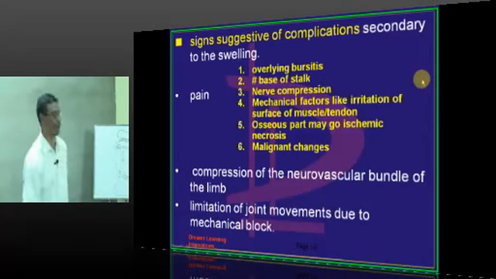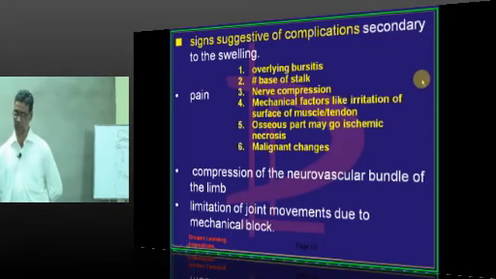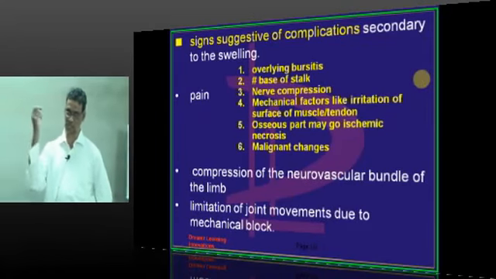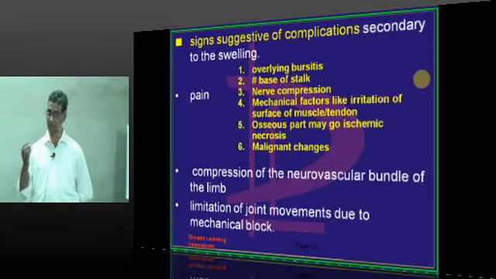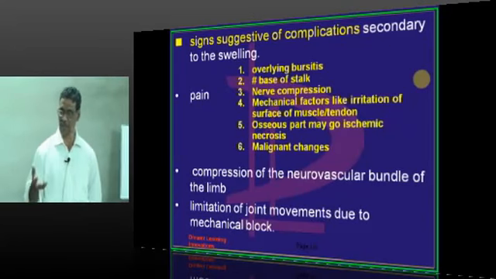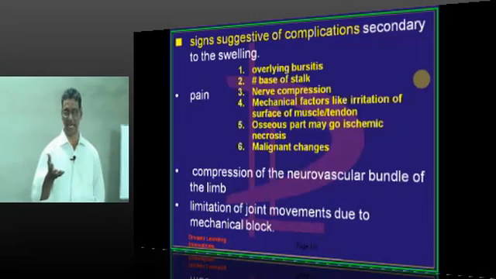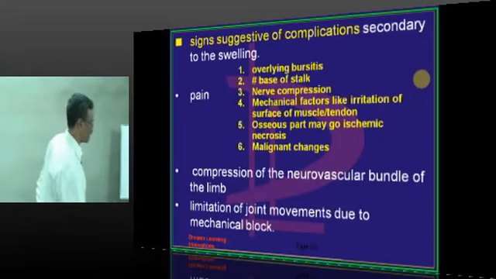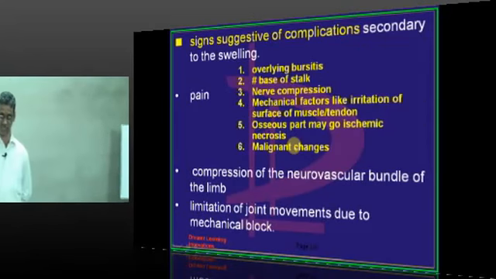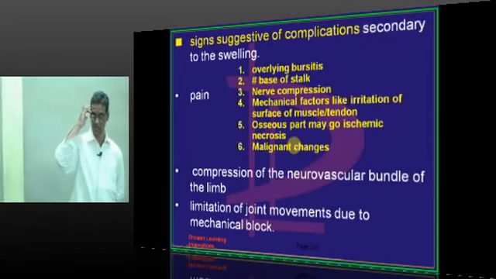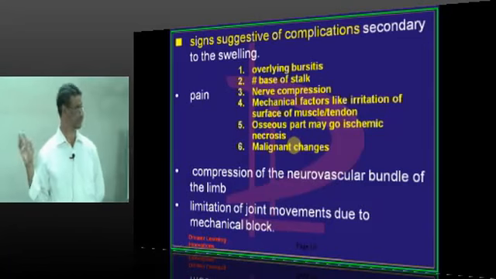The osseous part may undergo ischemic necrosis, which I am going to tell later on, avascular necrosis of the bone. The bony part may sometimes suffer from lack of blood supply and may die and go into ischemia. Then it will cause pain, and then it may cause malignant changes. They may go into what is called osteosarcoma or chondrosarcoma.